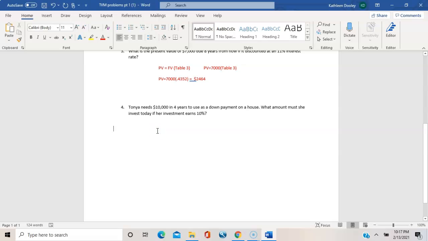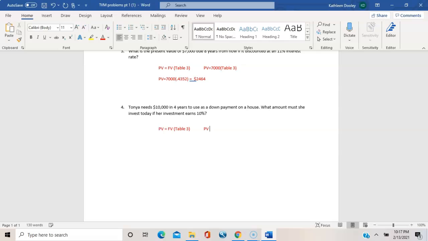Okay, so here we are at the 4th problem. Tanya needs 10,000 in 4 years to use as a down payment on a house. So she needs 10,000 in the future. What amount must she invest today? So what is the present value if her investment earns 10%? We have 10% and 4 years. Again, it's the present value that we need, so PV equals the opposite, FV, times table 3.